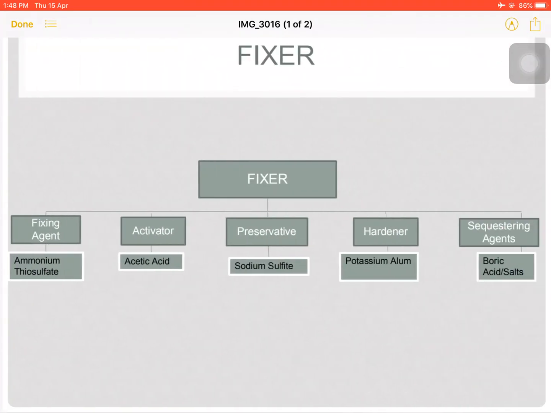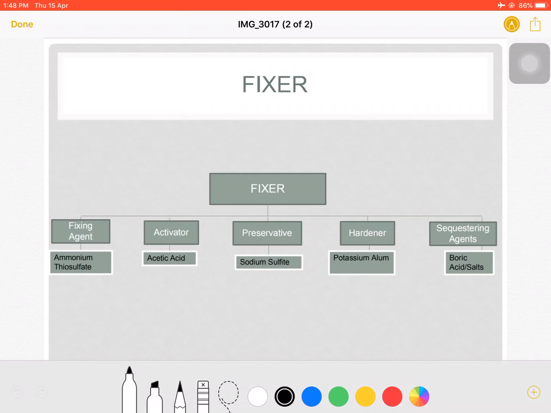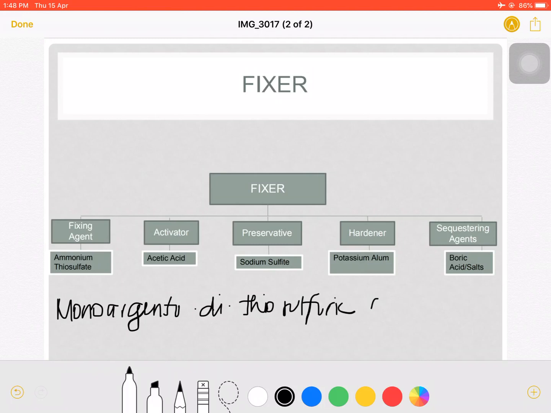Again, it serves to clear the film of the undeveloped crystals, forming a silver complex of thiosulfate, technically called the mono-argento dithiosulfuric acid.